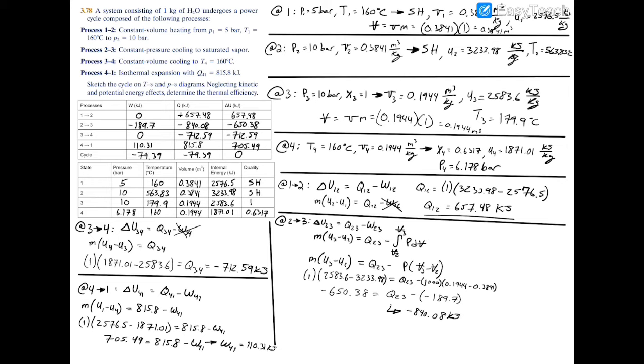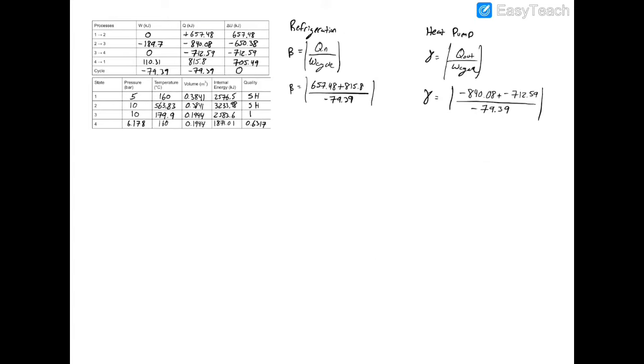Now to find the thermal efficiency of this cycle or this system, just look at the heat transfer column here and notice that you have a negative cycle heat transfer, so that means that what we're working with here is actually going to be a refrigeration cycle.